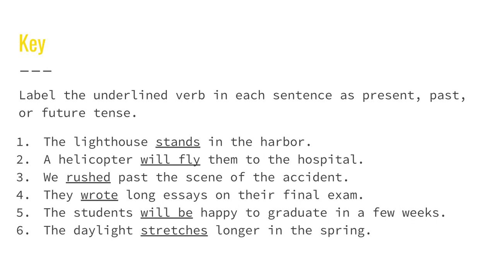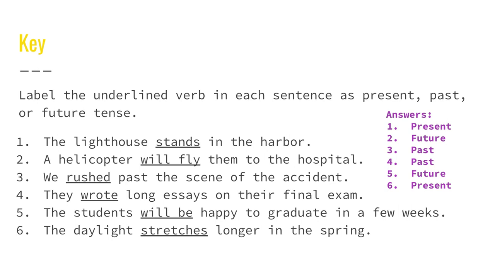And let's see what we got. For number 1, you should have answered that it was present. The lighthouse is currently standing in the harbor, which means it's present tense. Number 2, we should know future because we added that will in there, which means the helicopter hasn't done this yet. For 3, we see that ed, we know that's past. 4 has also got to be past, even though it doesn't have the ed, we have the irregular verb write in play, and this essay has already been written. For 5, should be back to future because we see the helping verb will. And 6, this is something daylight is currently doing in the springtime, so it's present tense.